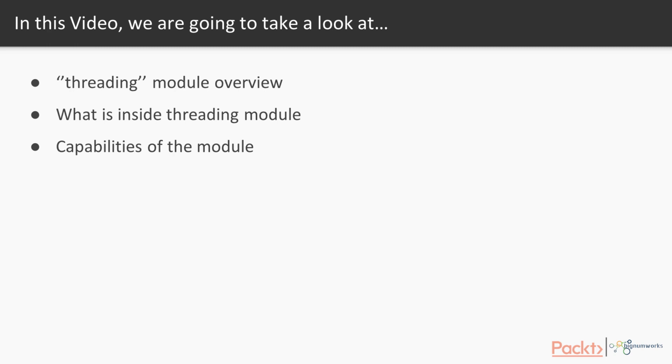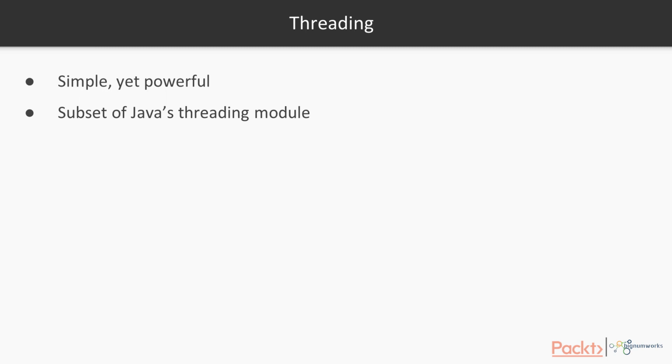In this video, we are going to look at the threading module in Python and the various capabilities that it has with respect to creating and managing the threads. We will also take a peek into what is inside the threading module. As I already mentioned in the last section, threading module is a wrapper on a low-level thread module, and this was first introduced in Python 1.5.2.